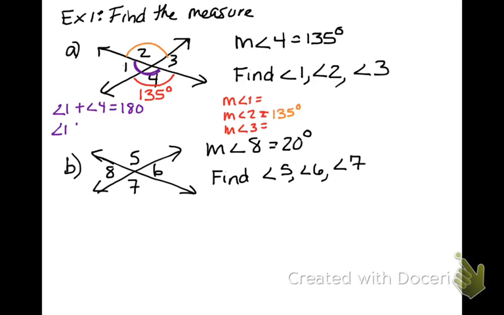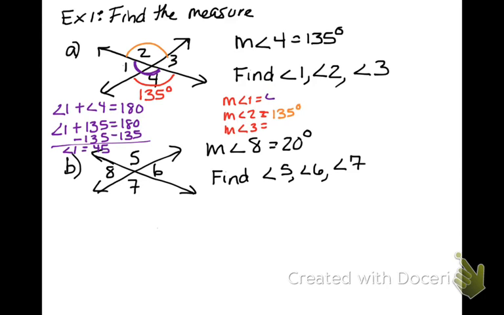Now, angle 1 we don't know, but what does angle 4 equal? 135. So I'm going to put plus 135 equals 180. And then you have to subtract the 135 from the 180. 45. Very good. So angle 1 equals 45 degrees.